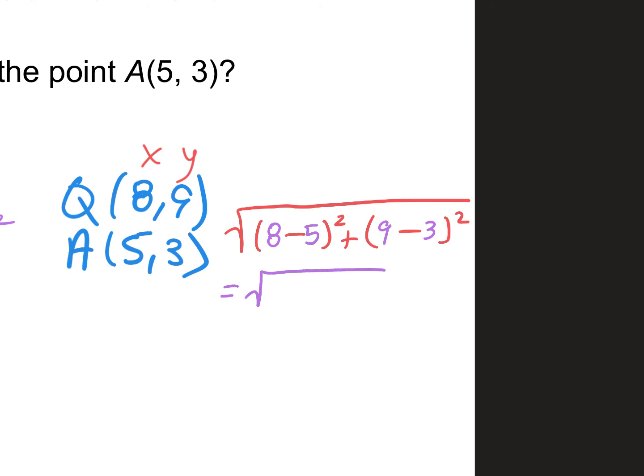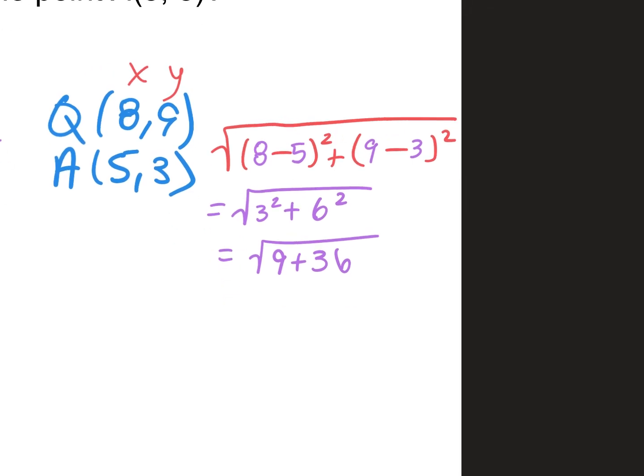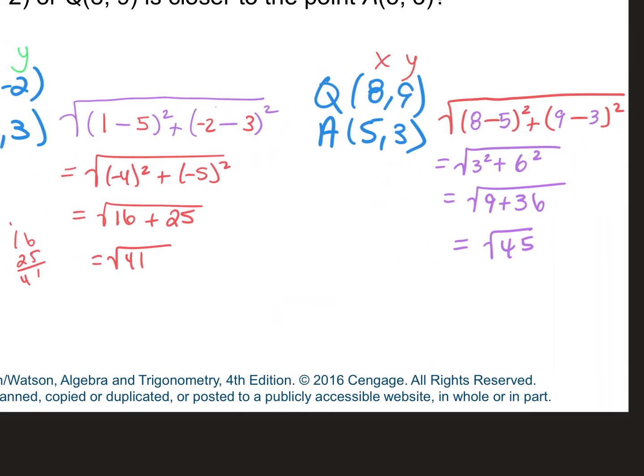So when we simplify, 8 minus 5 is 3 squared, plus 9 minus 3 is 6 squared. What is 3 squared? 9, good. What's 6 squared? 36. And when I add 36 and 9, I get 45, okay? Now, which point is closer?